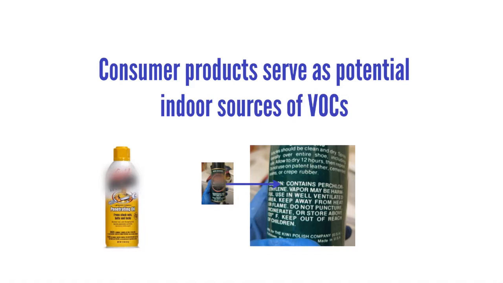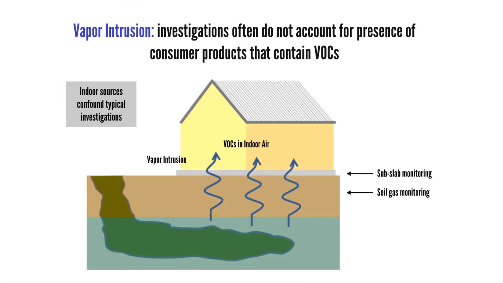A few more examples of indoor sources. There's a popular hobbycraft glue that also contains PCE. There's gun cleaner and pepper spray. Both of those can contain trichloroethylene, or TCE. Those are some good examples of consumer products that have our groundwater contaminants that we typically focus on. So what's important to remember here is that if you're trying to design a protocol for investigating vapor intrusion, you better make sure that your program accounts for the potential contributions of indoor air sources like these.